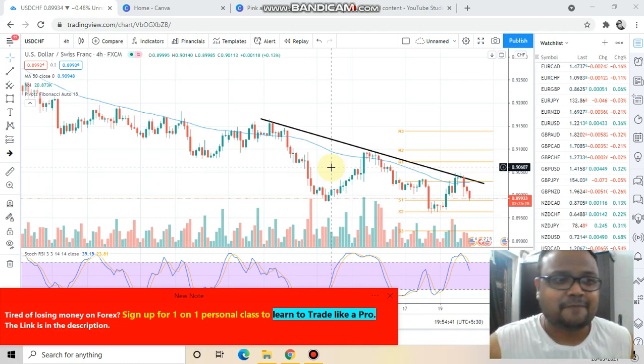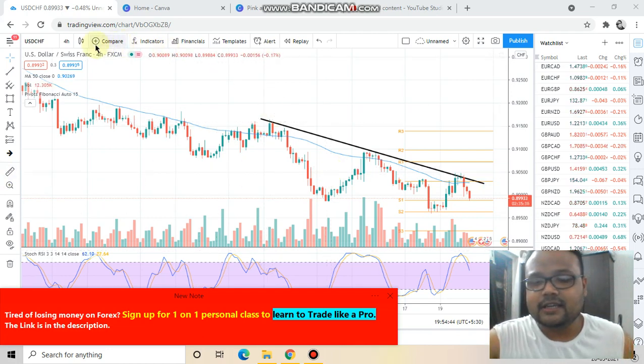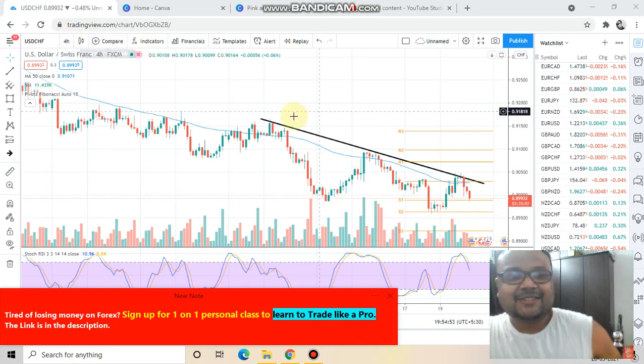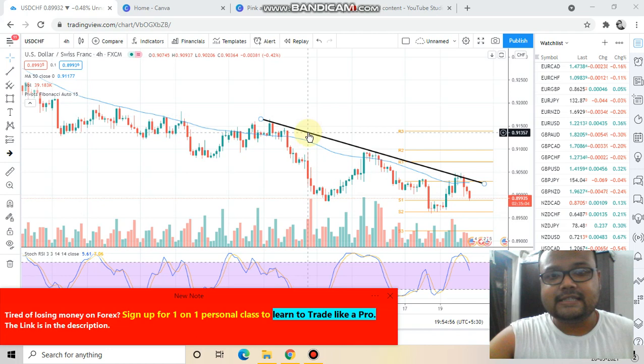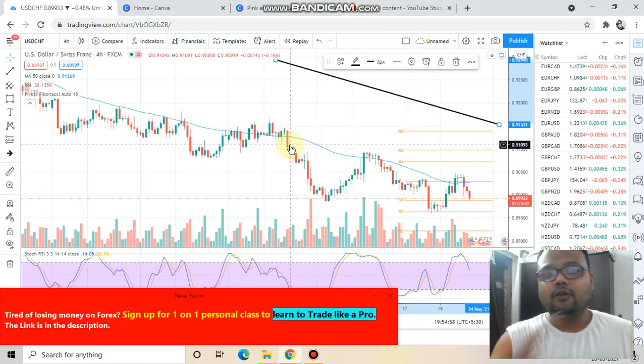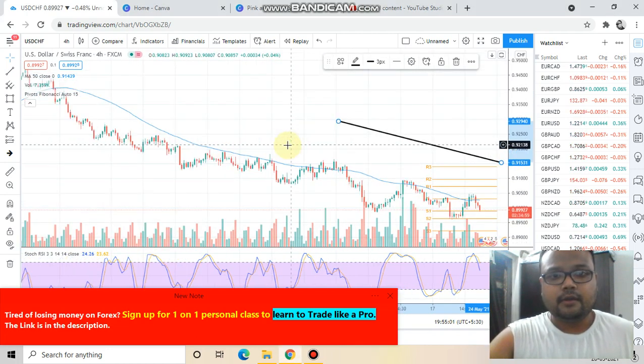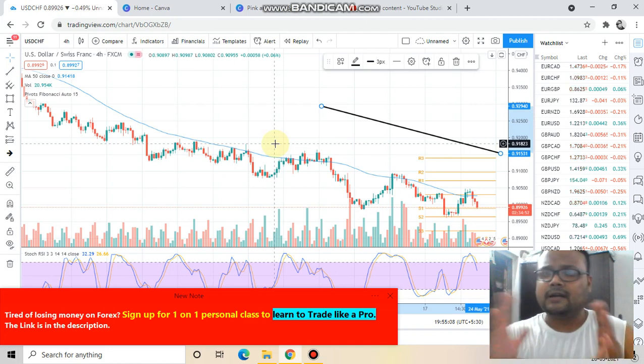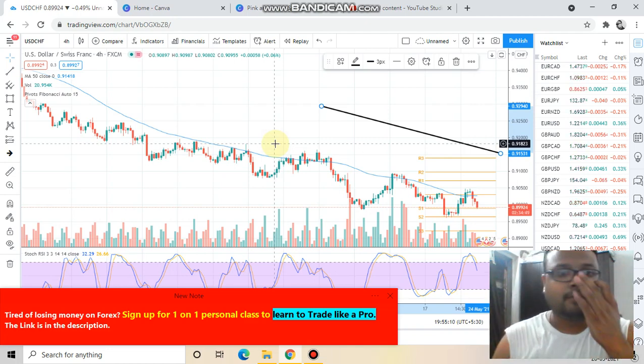So let's get started. This is the chart of USD CHF, US dollar Swiss franc, and as you can see I'm in the 4 hours time frame, my personal favorite time frame and the most beloved time frame in the Forex world. If we just look at the chart, we can easily see that the market is in a downtrend and there is no doubt about it. As I'll always say, trading in a trending market is always easier in comparison to other markets like a sideways market or range bound market.